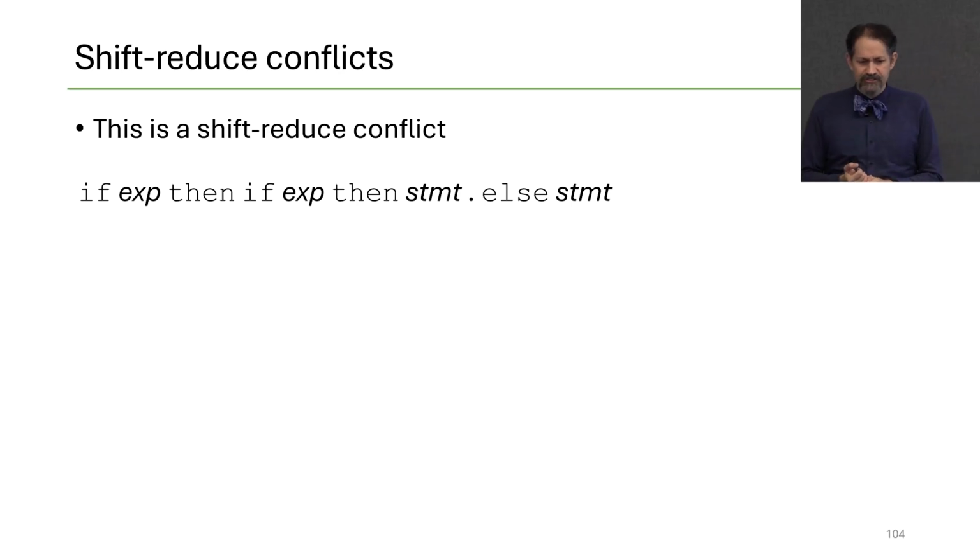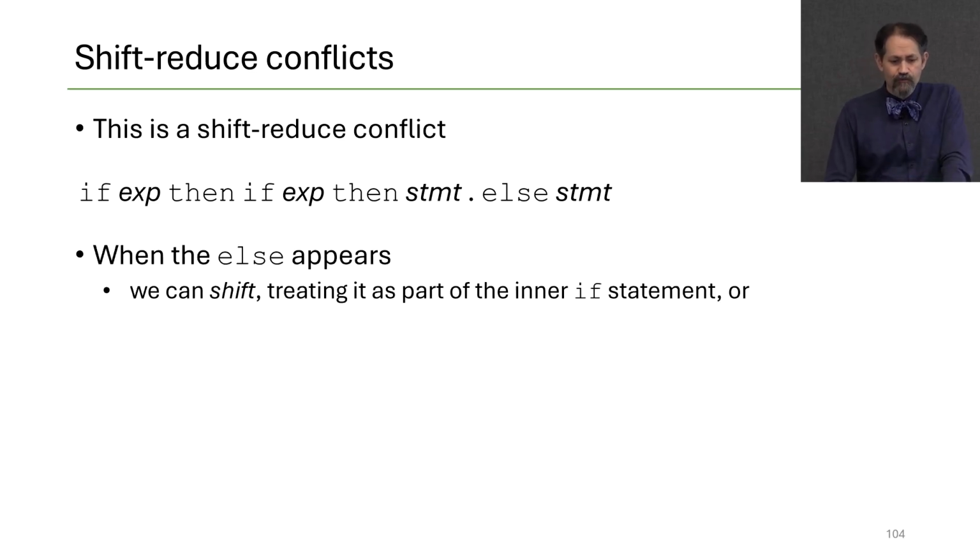So let's look at the parsing state. We've read if expression then statement, and we've got an else, and we've got two things we could do. When the next else appears, we can do a shift, which treats that else as if it's part of the inner if statement, because the thing we're parsing right at that point is the inner if statement, and then the outer if statement is further out in our stack, further down the stack, basically.